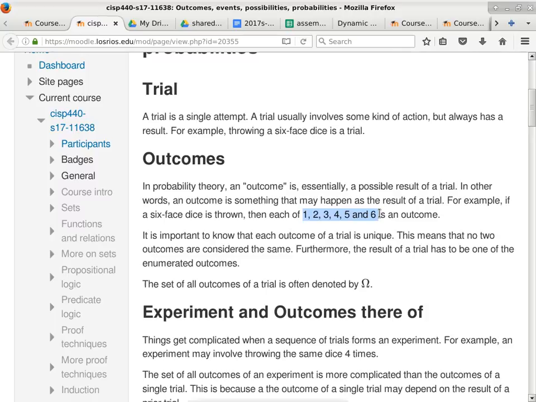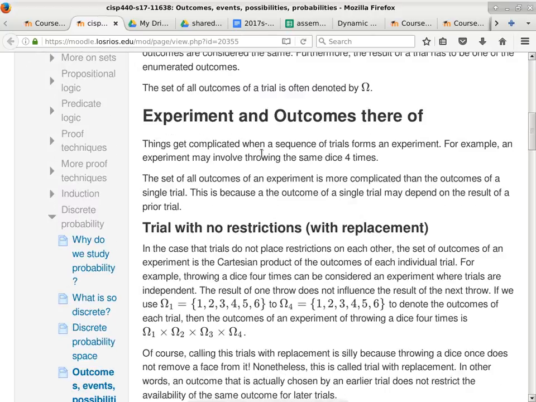So are there any questions about the relationship between a trial and an outcome? A trial is the action, an outcome is a possibility of a trial as the result of a trial. Is that okay? Okay. So then we talk about an experiment. An experiment is essentially a sequence of trials. So a sequence of trials is an experiment.